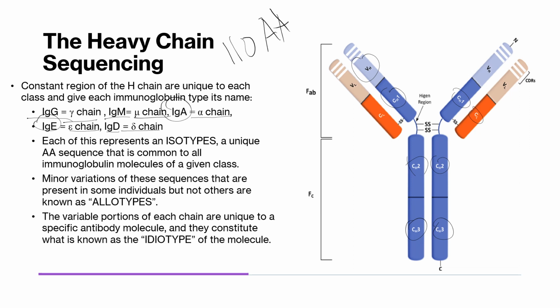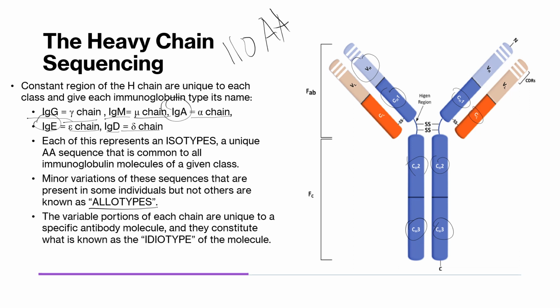Okay, so each of these represents an isotype, a unique amino acid sequence that is common to all immunoglobulin molecules of a given class in a given species. Minor variations of these sequences that are present in some individuals but not others are also known as your allotypes, and the allotypes occur in the 4 IgG subclasses, in 1 IgA subclass, and in the kappa light chain.